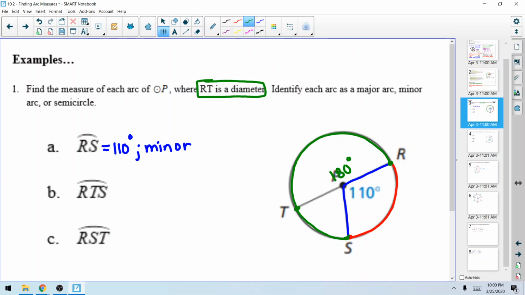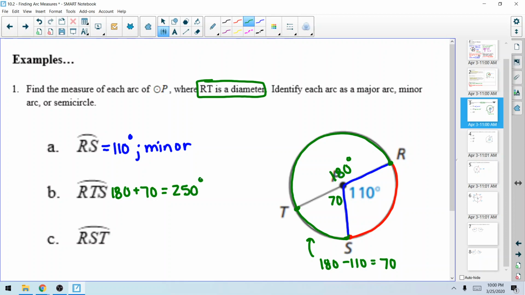Then I've got 180 here. I don't know what this guy is. Well, if there's 180 over there, there's 180 over here. So for this guy, we could do 180 minus 110, which is going to get us 70. So I know that guy's 70. So if I want to do RTS, I'm going to take 180 plus 70. So let me see. 180 plus 70 is 250.